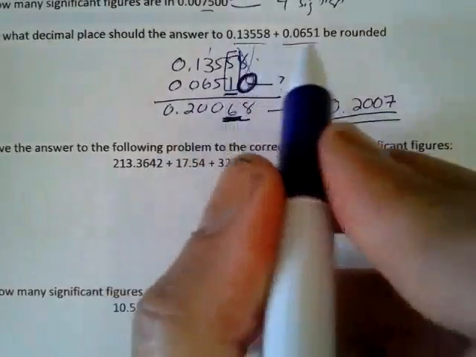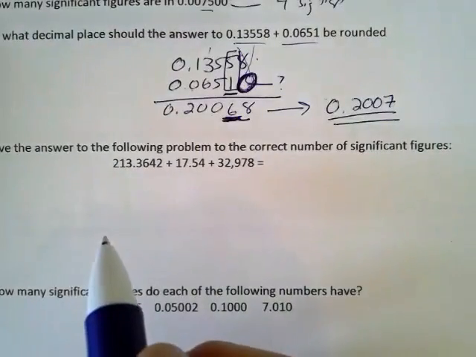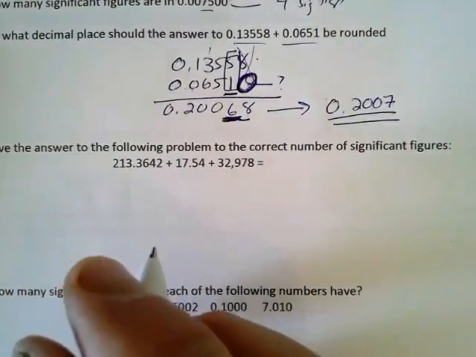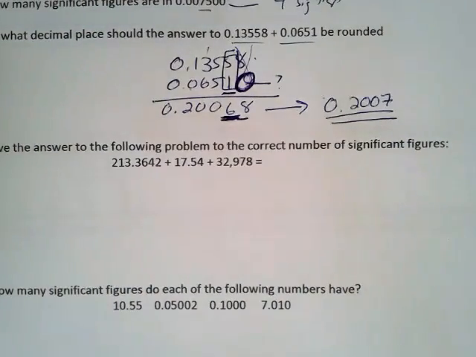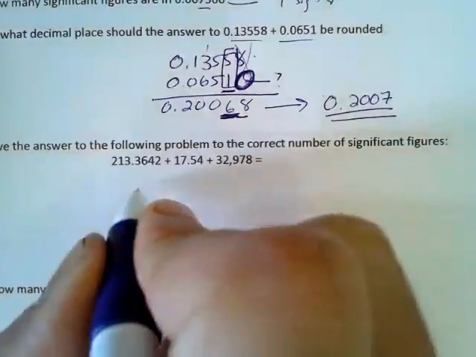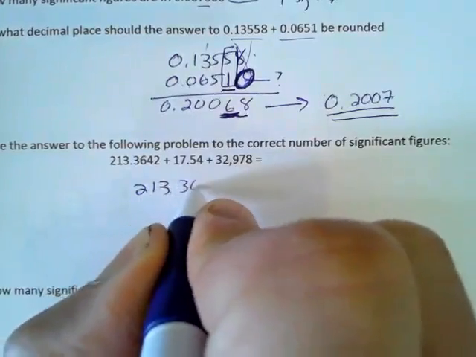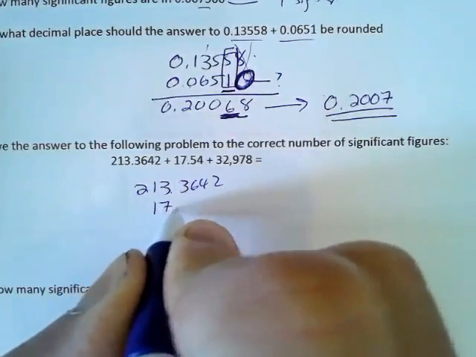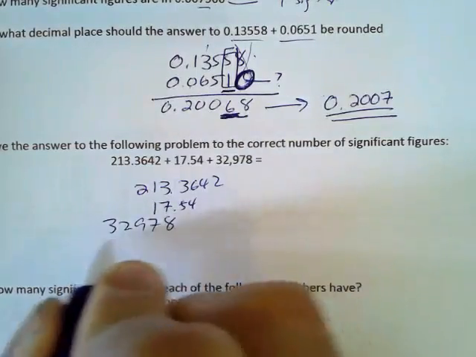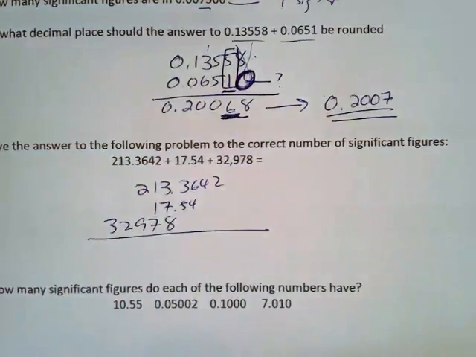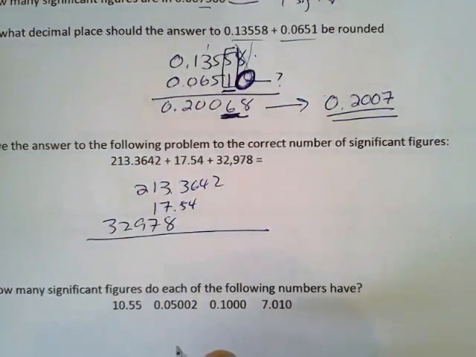So again, when we add and subtract, we're looking at decimal places. When we multiply and divide, it's a different rule. So we just have to keep those two things apart. It's only 2 rules. So give the answer to the following. So we have 213.3642, 17.54, 32978. Notice in all of these cases, I'm not just using a calculator to try to do this.